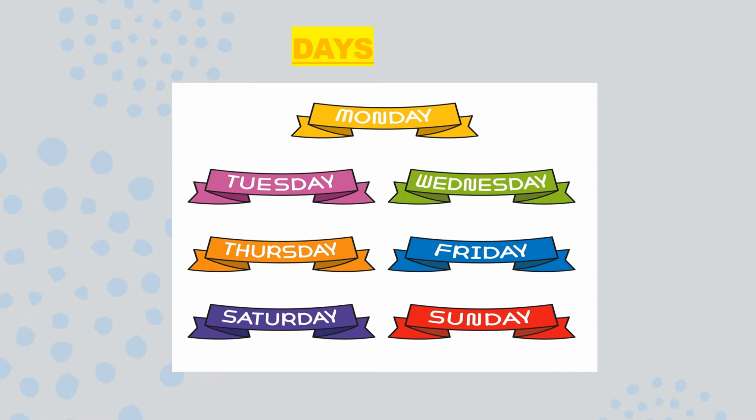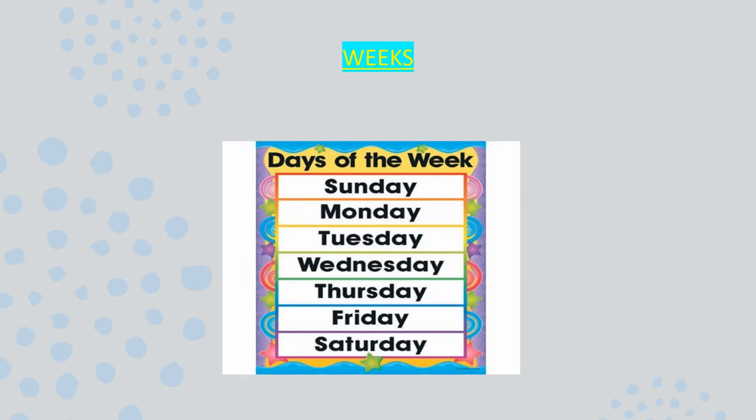There are 7 days in a week: Monday, Tuesday, Wednesday, Thursday, Friday, Saturday and Sunday. Now let us learn about weeks. There are 4 weeks in a month. A week is a time unit which is equal to 7 days: Sunday, Monday, Tuesday, Wednesday, Thursday, Friday and Saturday.